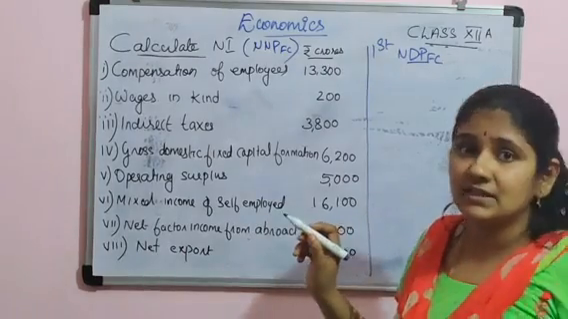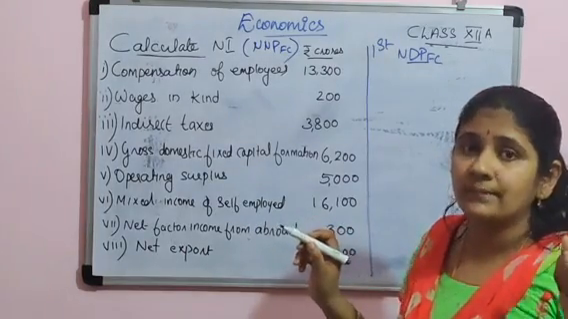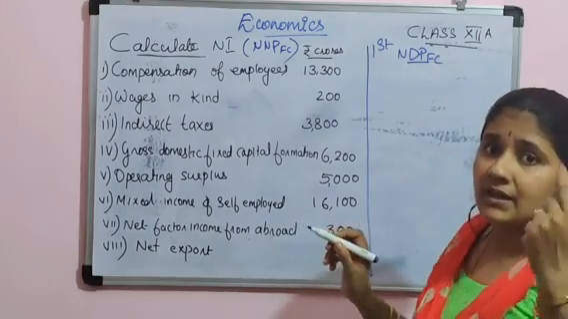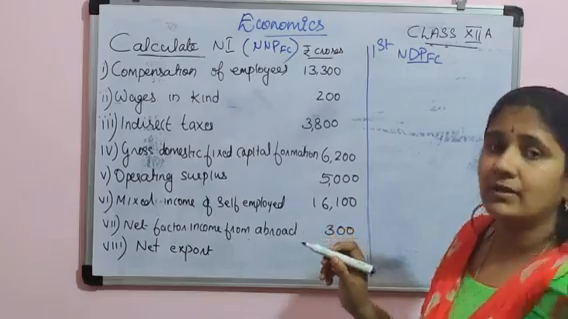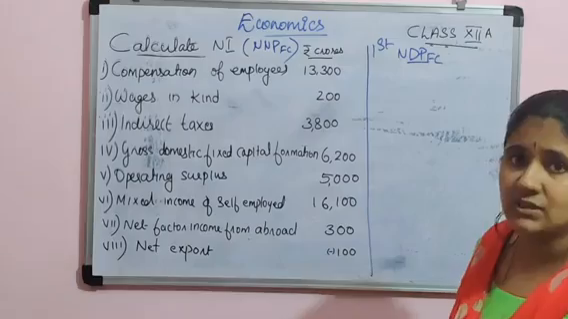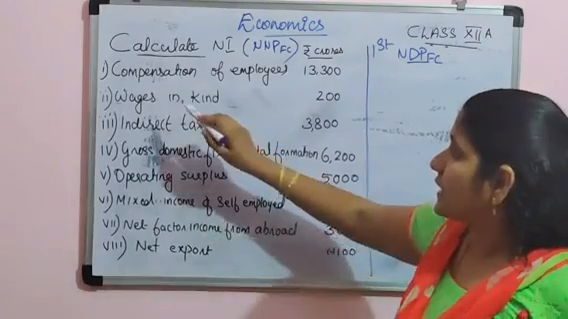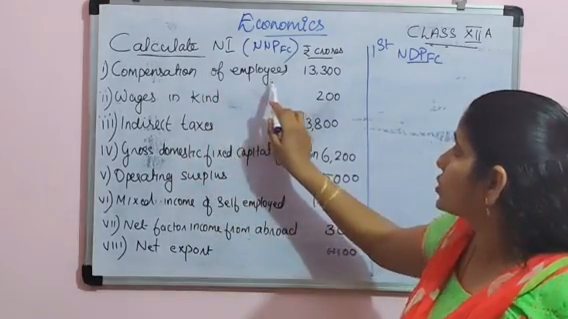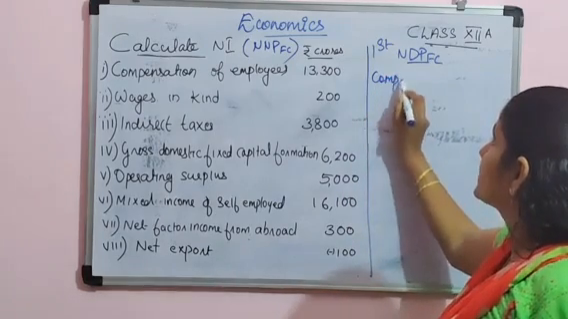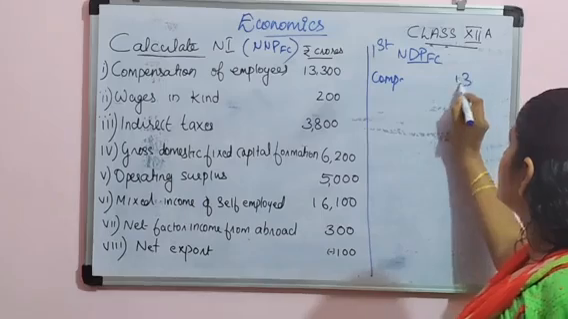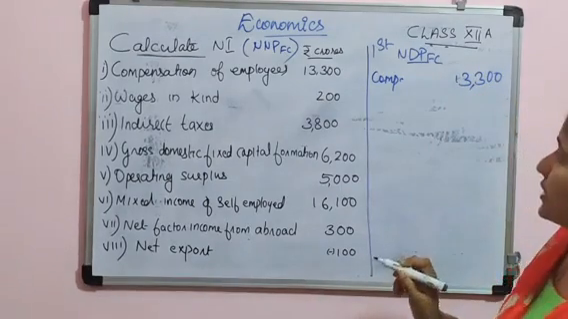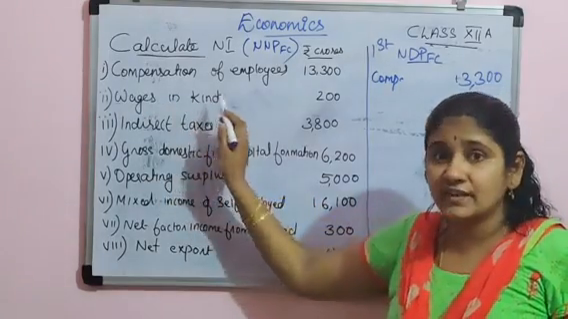Factor income means compensation of employees, then operating surplus, then mixed incomes. The list is given to us in the question, and we will see that. First one is compensation of employees, that is 13,300. Then wages in kind.